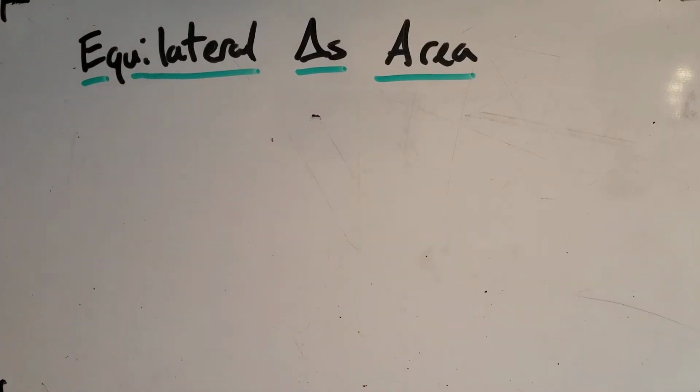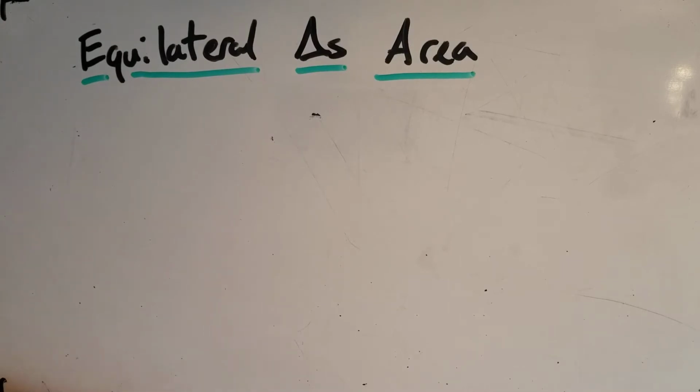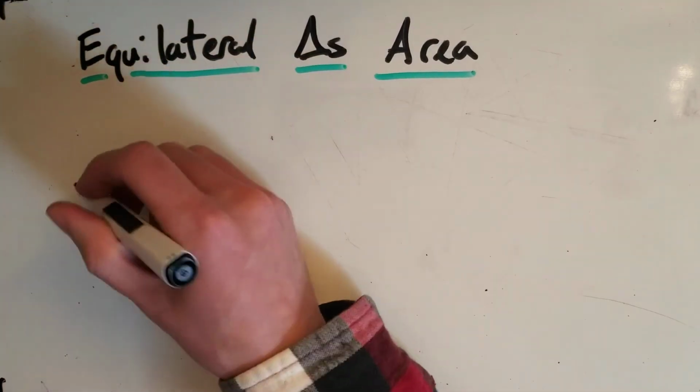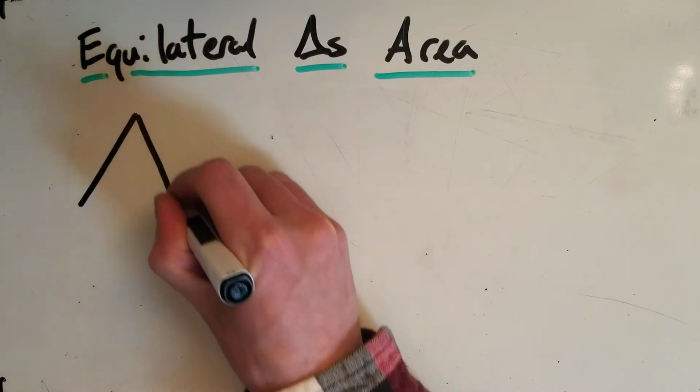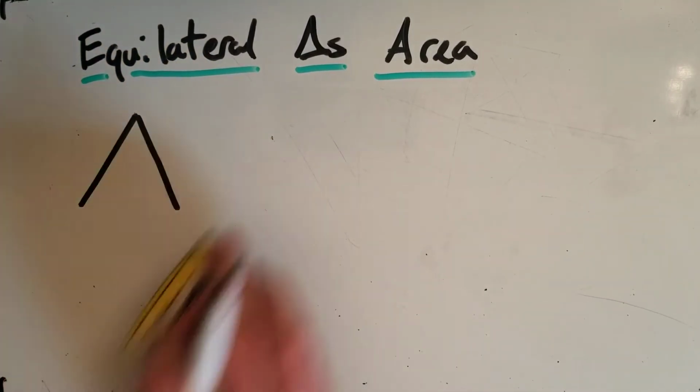Hey guys, today we're going to talk about finding the area of an equilateral triangle. There's a special formula for this, and we're going to try to derive it. We're also going to look at some of the special relationships in an equilateral triangle, some of these special segments that we have.